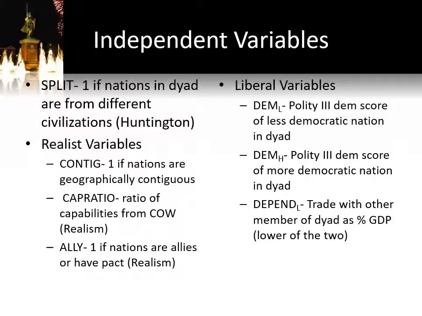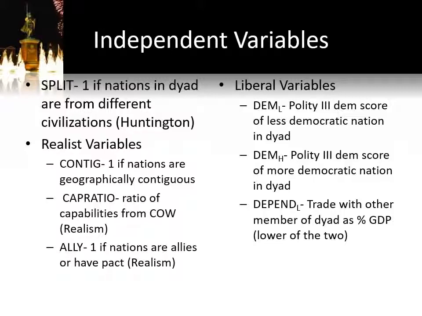And then ally. If nations are in an alliance or have a pact, they're thought to not go to war, presumably because they have some other big bad they're dealing with, right? So their alliance makes them less likely to fight one another. Those are the realist variables. The liberal variables are democracy and dependence.